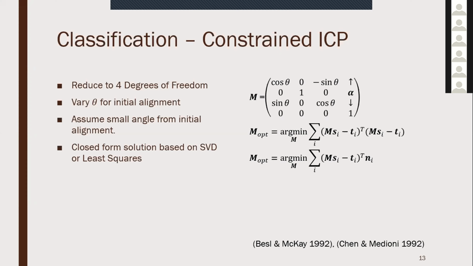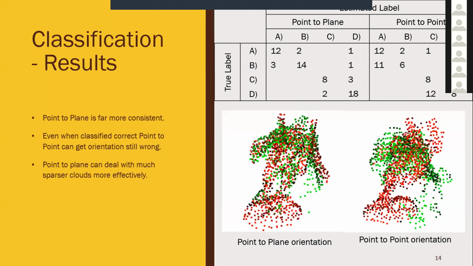So then matching these against and taking whichever one has the smallest cost function, we classify it as that model respectively. And so the bonus of doing it like this is it also gives us the orientation of the model within the scene.